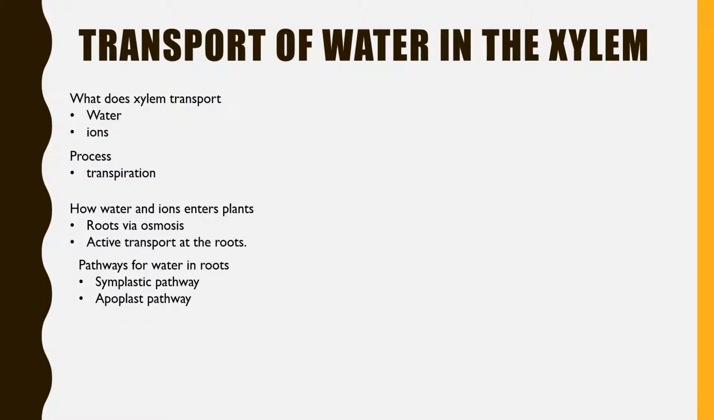And the pathways for water in the roots is the symplastic pathway, which is when water travels through the cytoplasm by connecting cells called plasmodesmata, and these have little holes which allow the movement of water. And the apoplast pathway, which is where water moves through fluid-filled spaces of cellulose through the cell wall.